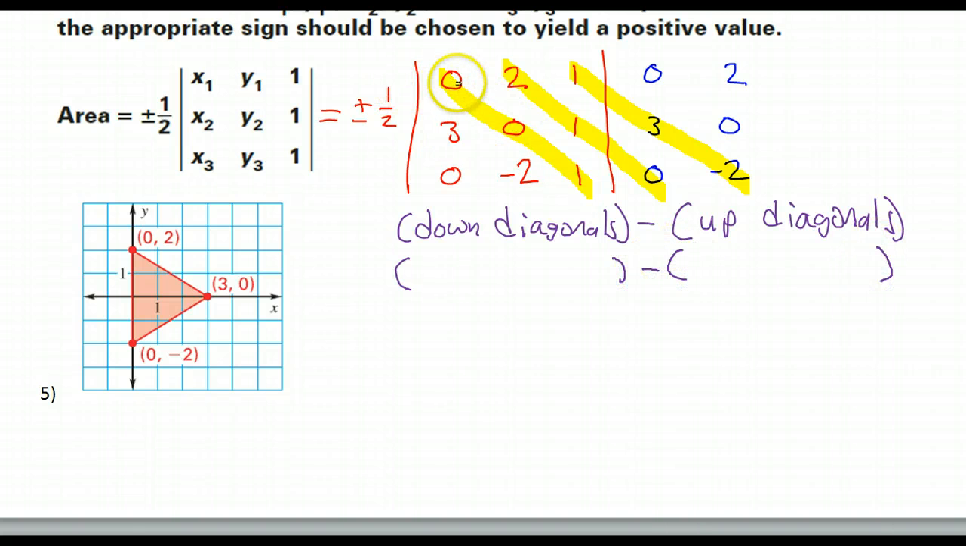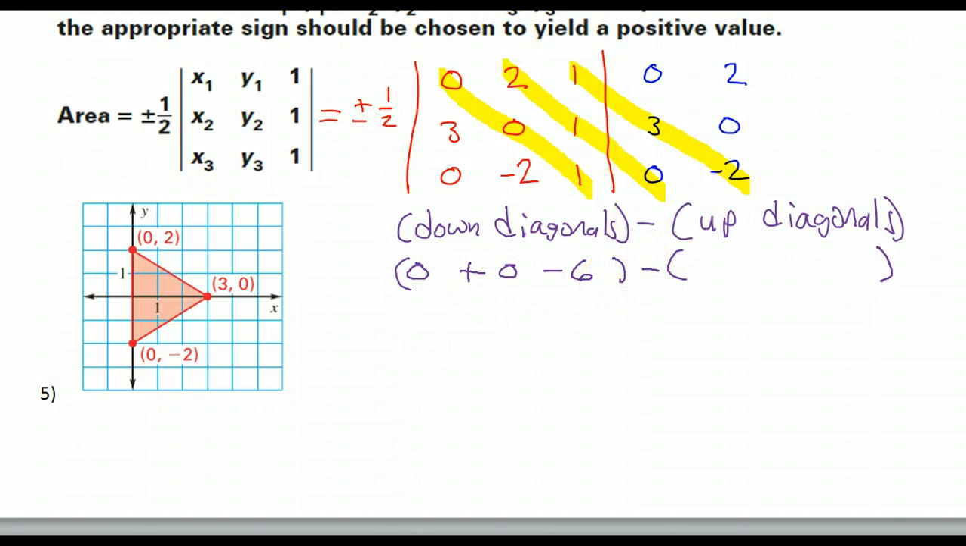So the down diagonals are, and I'm multiplying here, 0 times 1 times 0 times 0 times 1. That is 0. 0 times anything is 0. Now the next one, 2 times 1 times 0. Again, that 0 wipes everything out. I just get 0. Now the third one, 1 times 3 is 3, times -2 is -6. So that's my down diagonals.